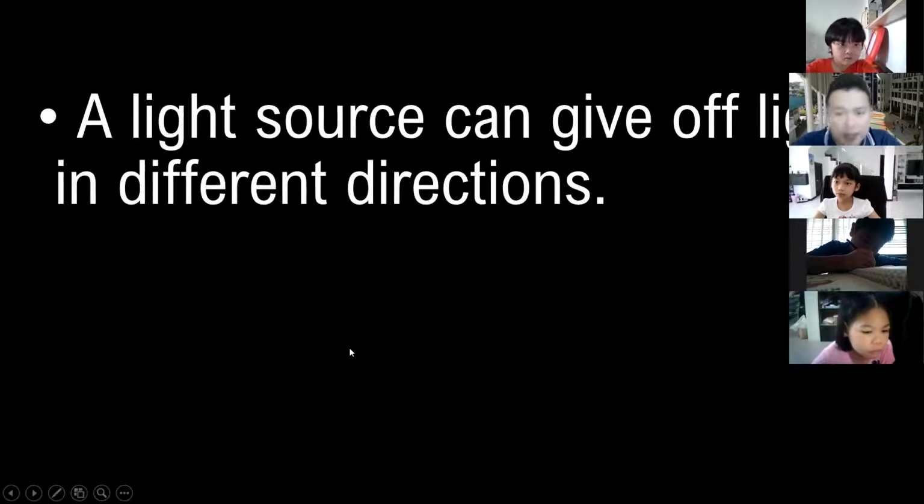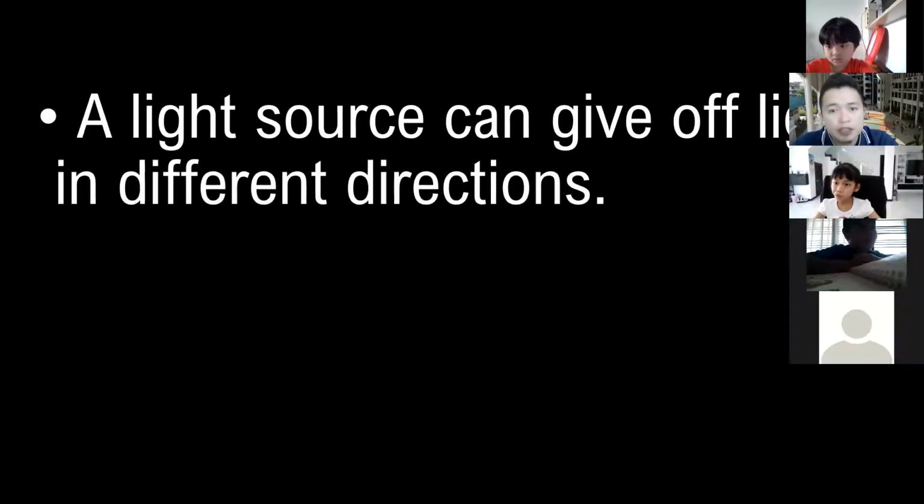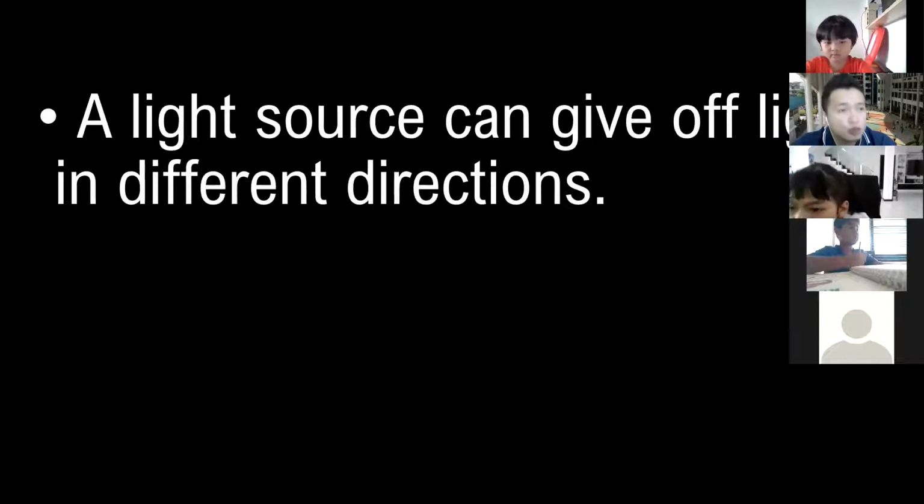Okay, always like that. A light source can give off light in different directions. Remember, a light source, let's say a lamp or fluorescent, can give off light in all directions. As long as there is light there, that room will become bright because of the presence of the light.